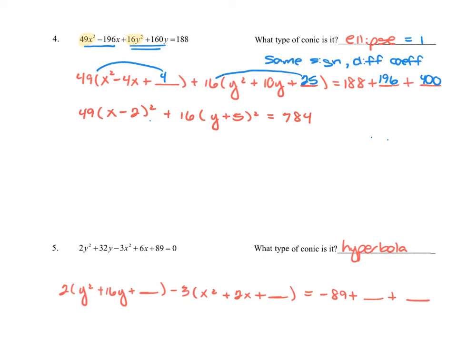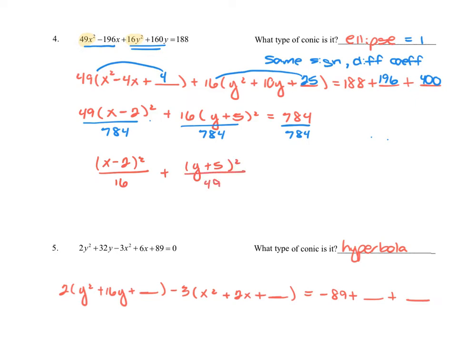Now, we said in the beginning this needs to equal 1, so what we're going to do is divide every term by that 784. Everything gets divided by 784, and then we will reduce. You'll reduce these, and you'll reduce these. So our final equation looks like x minus 2, quantities squared, over 16, plus y plus 5, quantities squared, over 49, equals 1.